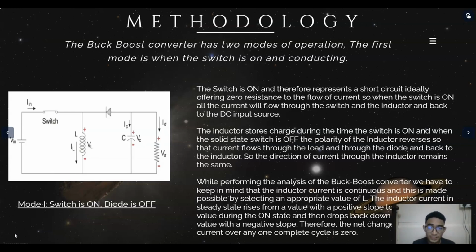Next, while performing the analysis of a buck boost converter, we have to remember that the inductor current is continuous, and this is made possible by selecting an appropriate value of L, which is the inductor. The inductor current in the steady state rises from a value with a positive slope to a maximum value during the on state, and then drops back down to the initial value with a negative slope. Therefore, the net change of the inductor current over a complete cycle is 0. We can see an example of the circuit on the slide.